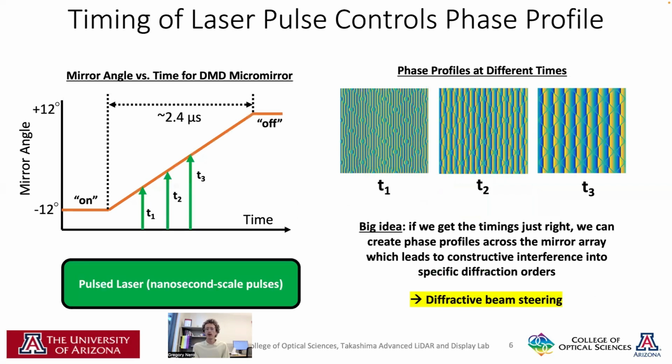Depending on when the laser pulse arrives at the transitioning mirrors, the pulse will see a certain phase profile. Consider 3 different times along the mirror transition, T1, T2, and T3. Here, we show the wrapped phase of the wavefront across a portion of the mirror array for 3 such cases. The big idea here is that if we get the timings just right, we can create phase profiles across the mirror array, which leads to constructive interference into specific diffraction orders. The DMD therefore acts as a programmable phase grating. This is the fundamental idea of diffractive beam steering.